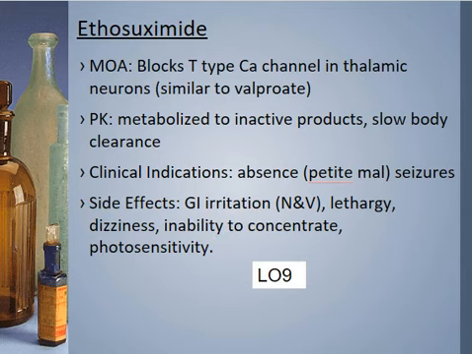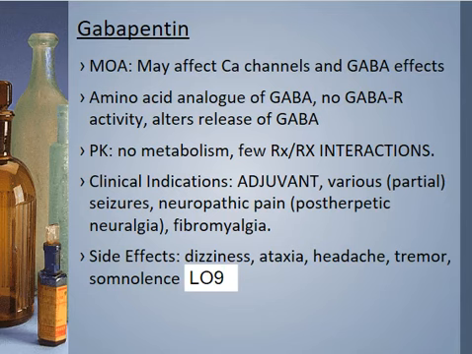Side effects can include GI irritation, nausea, vomiting, dizziness, as well as an insensitivity to light. Another drug that we'll talk about in a few other cases includes gabapentin. We think this affects sodium channels, a different type of sodium channel, specifically on the neuron, but it also may affect GABA as well. In fact, you can tell by its name, it's an amino acid analog of GABA. It doesn't really affect the GABA receptor, but it seems to alter the release of GABA.